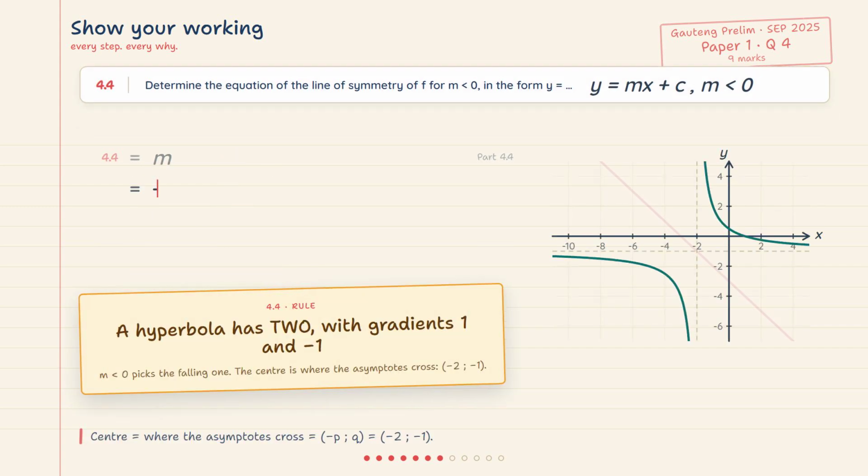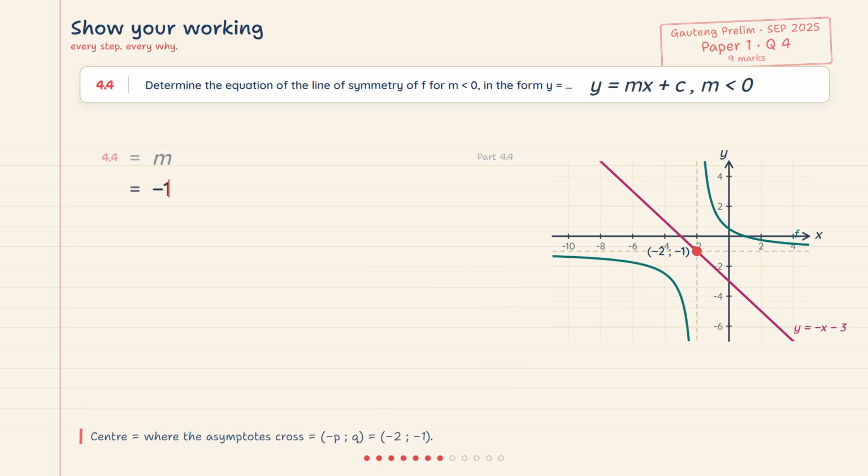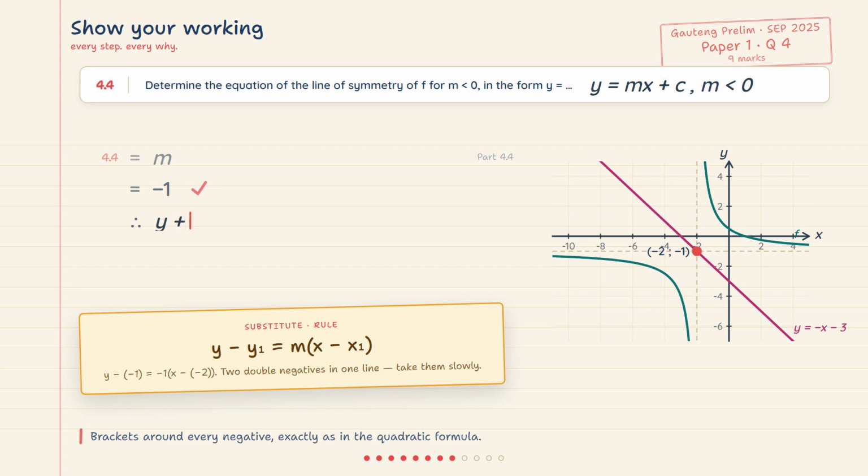A hyperbola is symmetrical about 2 lines, not 1, and both of them pass through its center, the point where the asymptotes cross. Here that center is minus 2, minus 1. The 2 lines always have gradients 1 and minus 1, because the curve sits at 45 degrees to its own asymptotes. The question says m is less than 0, and m is the letter the paper used for the gradient of a straight line at the top, so it wants the falling one. m is minus 1.